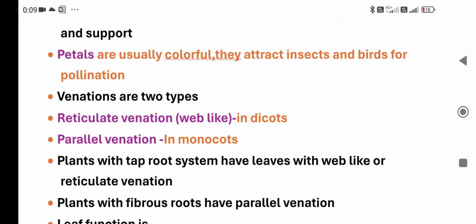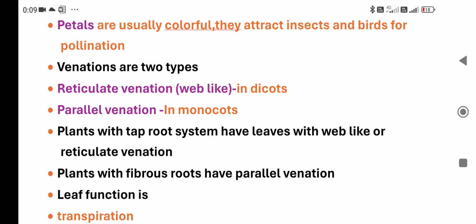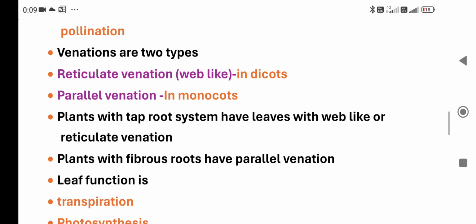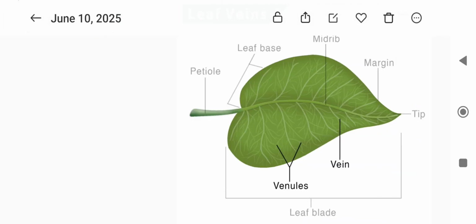Venation is of two types: reticulate venation and parallel venation. Reticulate venation is observed in dicot plants, and parallel venation is observed in monocots. Let's see the image. If you see this image, it looks like a web.